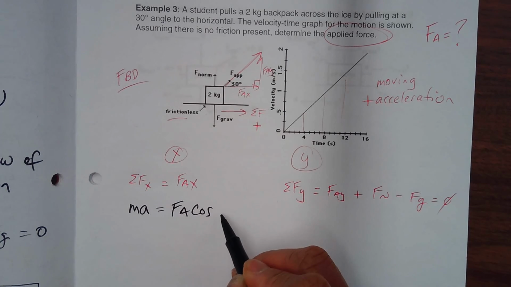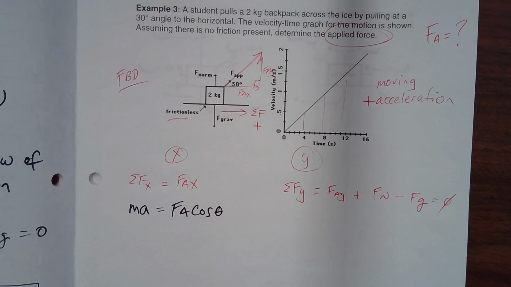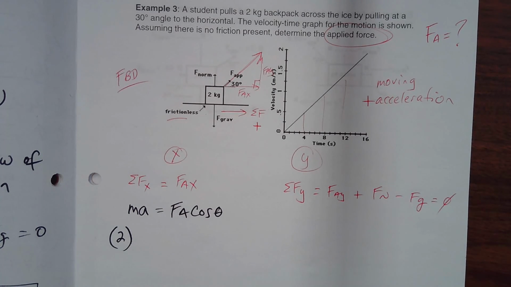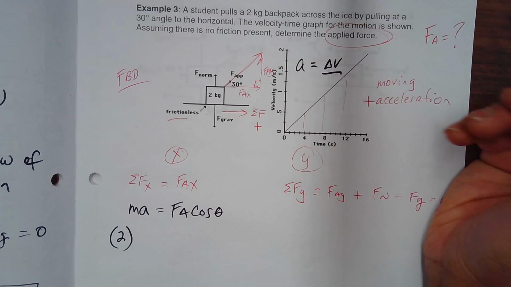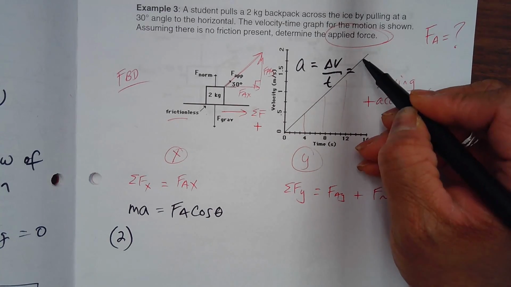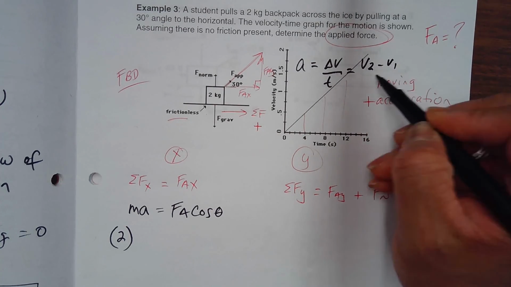So now we can actually start putting the numbers in here. Okay, do we know the mass? Yes, we know the mass, 2 kilograms. What about the acceleration? How do you calculate the acceleration? This is again going back to 30S physics. You have a graph. Okay, what's acceleration? Can somebody define acceleration for me? Change in velocity over time. What does change mean? V2 minus V1 over, in this case, T2 minus T1.